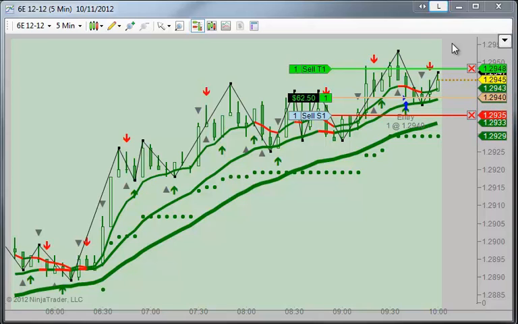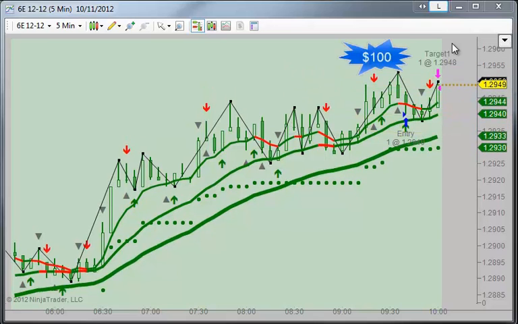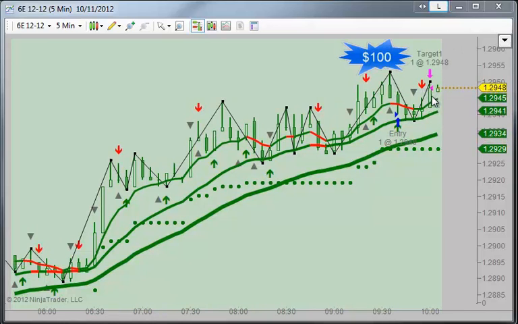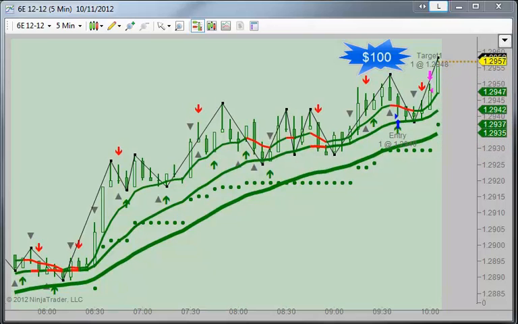Basically three things for the long setup: green candles, green background, new high, volume confirmation, and there we go with the setup. So I hope you enjoyed it. That's our euro trade. I'll be right back with the next one we did.